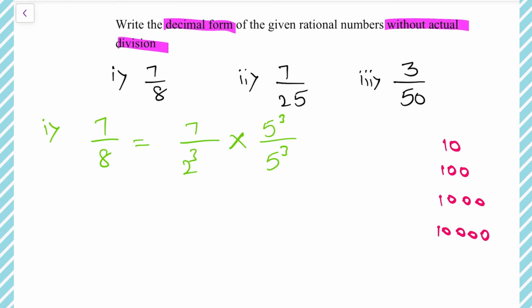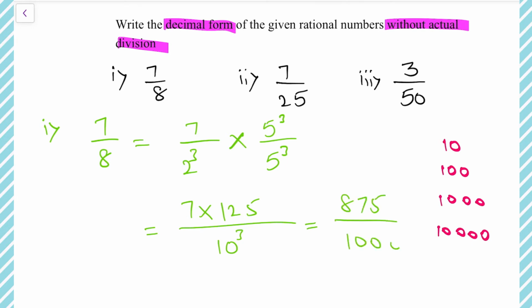Okay, now the numerator, if we simplify, 7 into 5 cube, 5 cube is 125, divided by 2 cube into 5 cube, 10 cube, which is equal to 7 into 125, it is 875, divided by 10 cube, which is nothing but 1000. So 875 by 1000 is 0.875. Next, second question, 7 by 25.